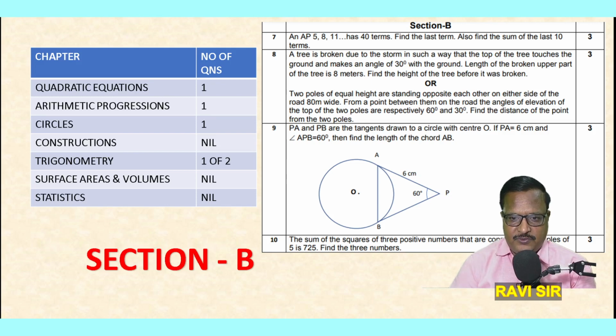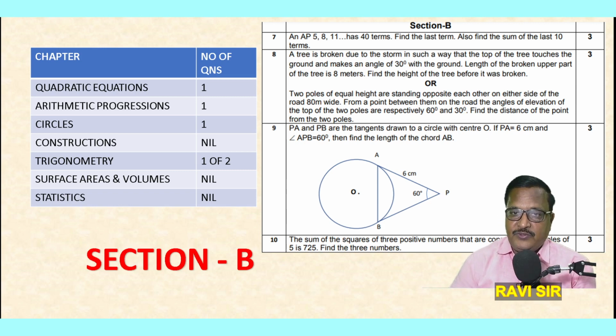Section B also, there are only 4 questions. Quadratic equations 1. Section B is all 3 marks questions. So quadratic equation, there is only 1 question. Arithmetic progressions, there is one question. Circles, there is one question. Construction, there is no question. Trigonometry, two questions are given, internal choice, but you have to answer only one. Surface areas, no question. Statistics, no question. If a question comes in section A, maybe it won't come in section B. So this is how section B goes.